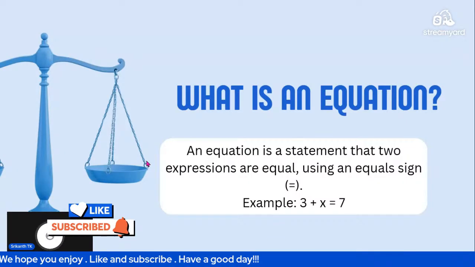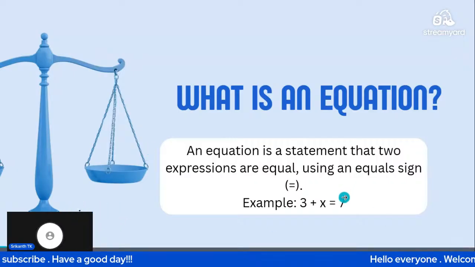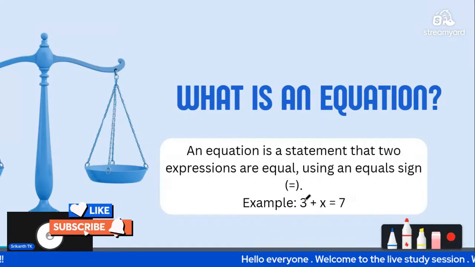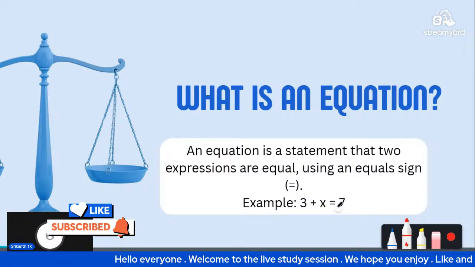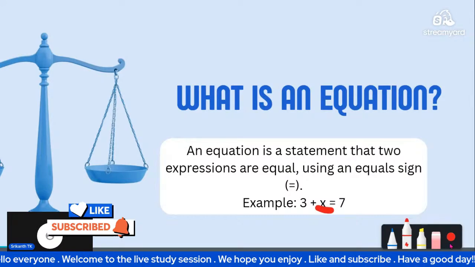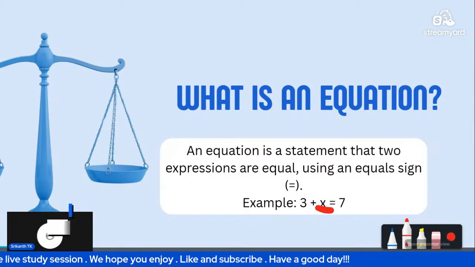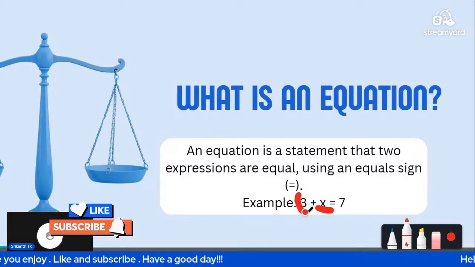For example, we have 3 plus x equals 7, as given right here. So as you can see, we have 3x and we have a 3.